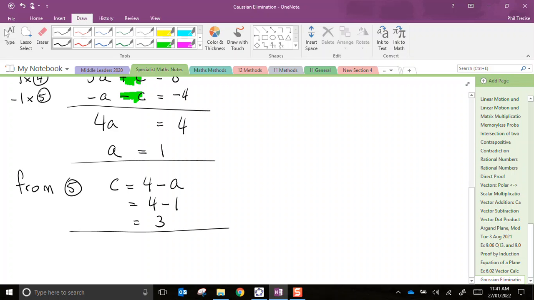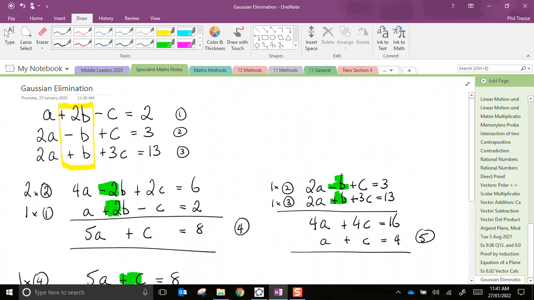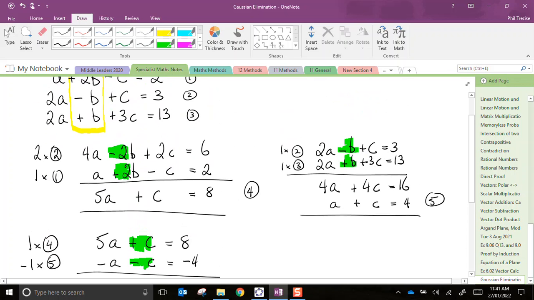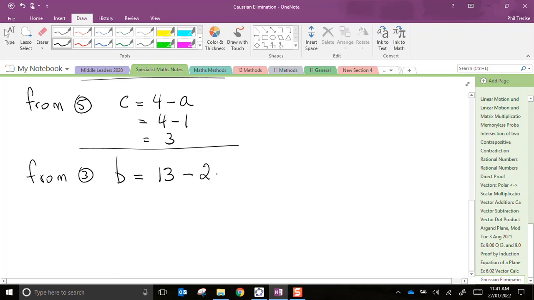Now we've got a and we've got c. In order to calculate b, we'll have to go back to one of our originals. Again, you can pick any one you like, but make a choice that's nice. I might choose equation 3 because I just have positive b sitting right there already. I'd just have to transpose the 2a and the 3c. So let's write that. From equation 3, b would equal 13. Now if we go back, I'd have to subtract 2a and subtract 3c.